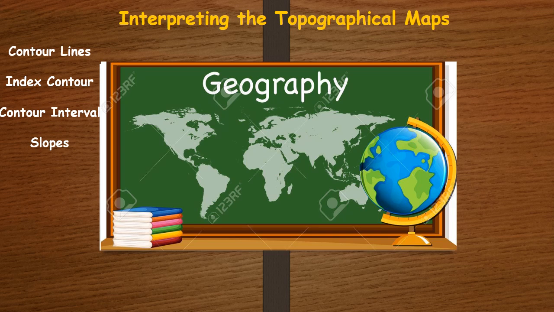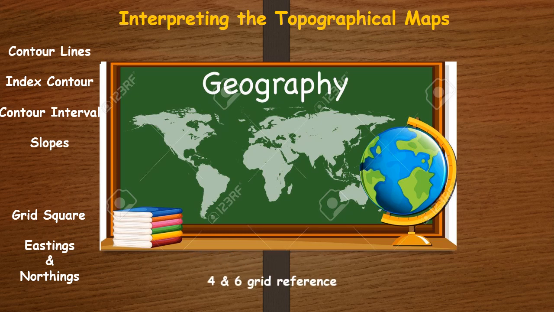Then the steep slope and the gentle slope: the contour lines which are close together are steep, and those which are far apart indicate a gentle slope. Next we discussed the grid square, the arbitrary network of red lines, the lines drawn vertically known as eastings and horizontally known as northings. This grid square helps us to find out the 4 or 6 figure grid reference of any man-made or natural feature in the topo sheet.